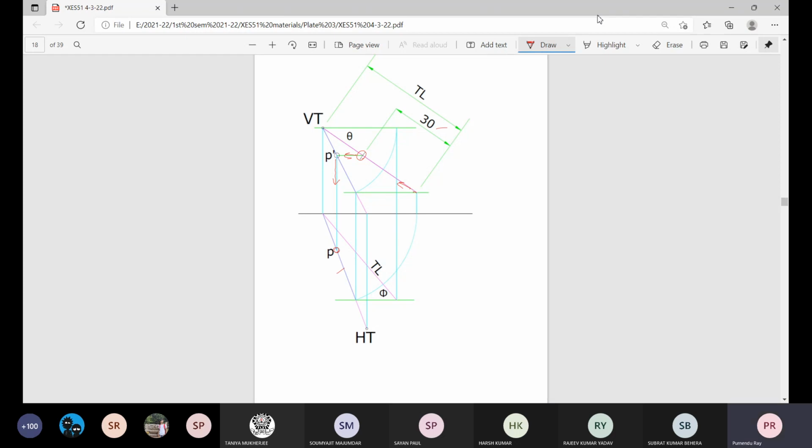Along the length of the line from the bottom, measure 30 millimeter. That is a point P. And we need to find out the corresponding elevation and plan of that point P. So first you find the true length. Along the true length from the bottom, it is there.